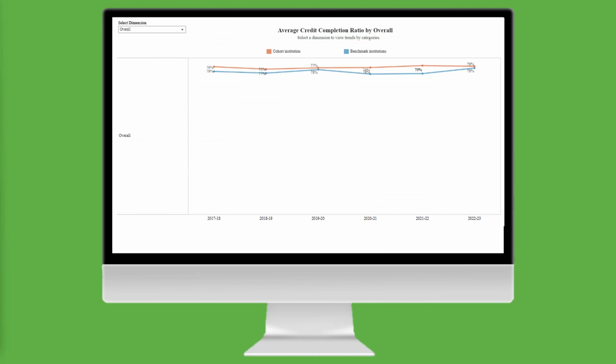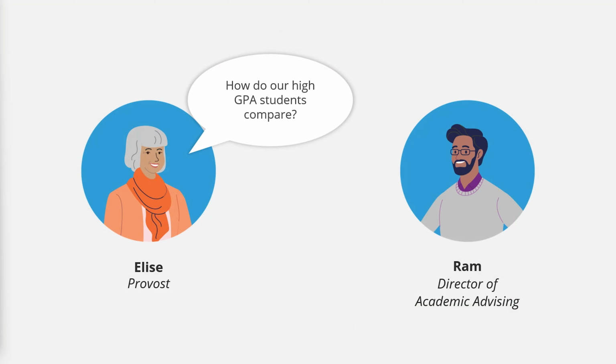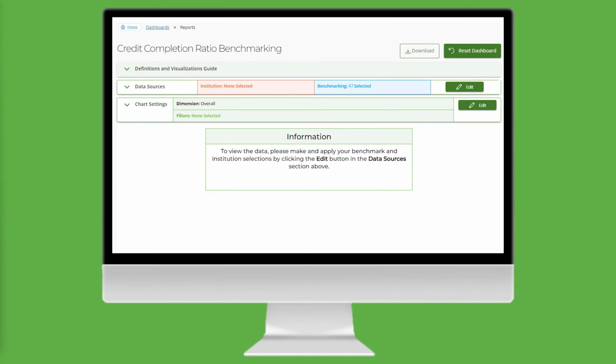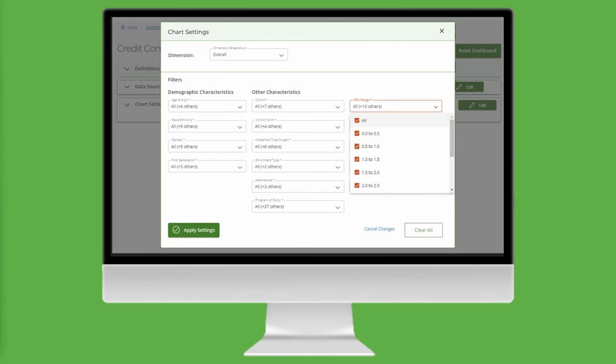Next, they review the line chart comparing their institution against other two-year institutions. Elise was happy to see that, in comparison, their institution's students were completing more credits per academic year. Elise asks how their high academically achieving students compare against other institutions. To answer that question, Ram scrolls to the top and clicks on Edit, which opens chart settings. Then, he clicks on GPA range, deselects all, then selects 3 to 3.5, 3.5 to 4, and 4 to 4.5. Then he clicks Apply Settings.